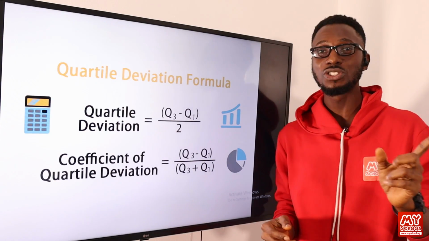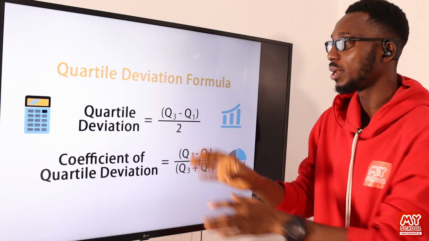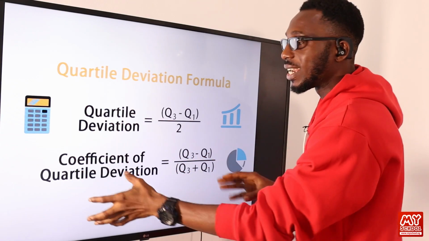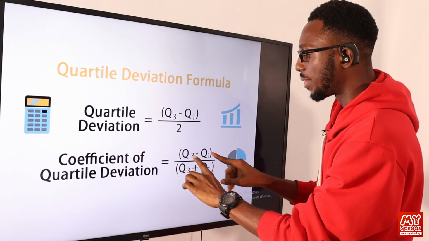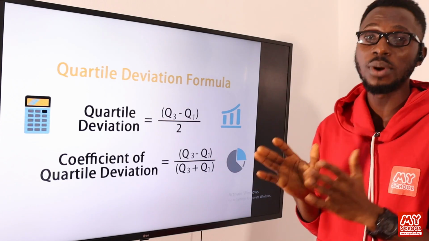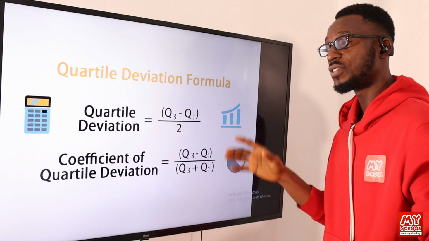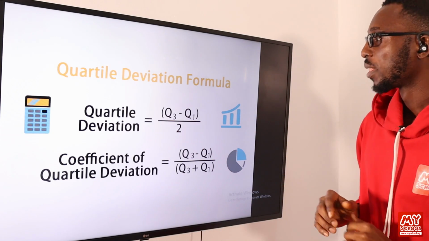So recall that I mentioned the relative and the absolute measure of dispersion. If this is your quartile deviation, then its coefficient will just definitely be this over this. Do we see that now? So we have Q3 plus Q1. Don't worry, as we move further in the video, I'm going to explain this. It's just a brief introduction to the coefficient of quartile deviation.